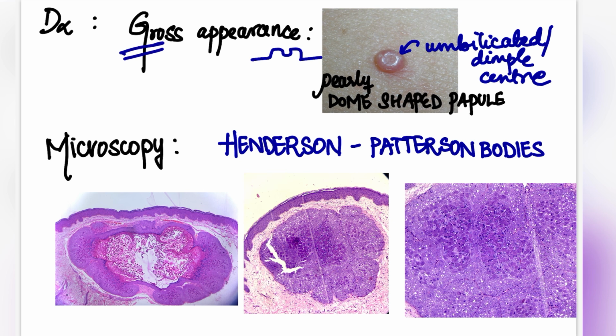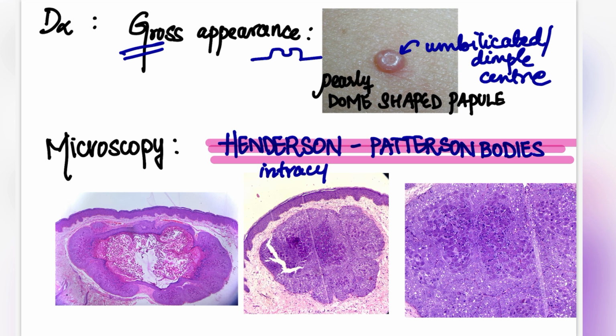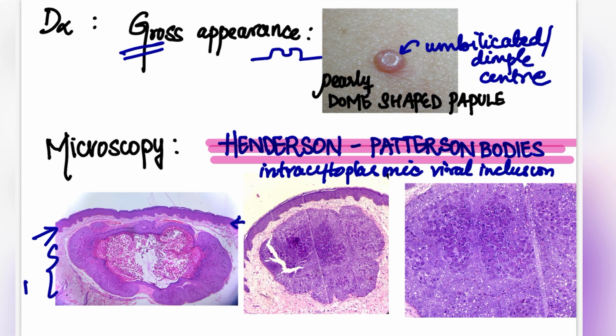When you come to the microscopy, you see a characteristic finding known as Henderson-Patterson bodies, which are intracytoplasmic inclusions. Please remember it, they are not intranuclear inclusions, it is an intracytoplasmic viral inclusion seen in this condition. So how does it look under the microscope? As we had seen in the previous classes, this is the epidermis, and here what you see is the dermis.